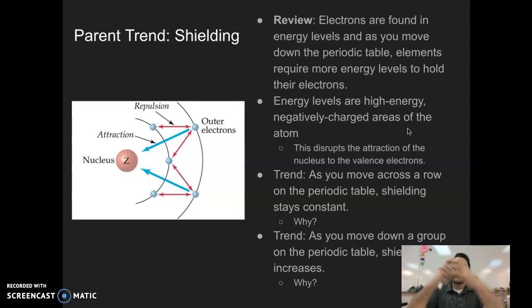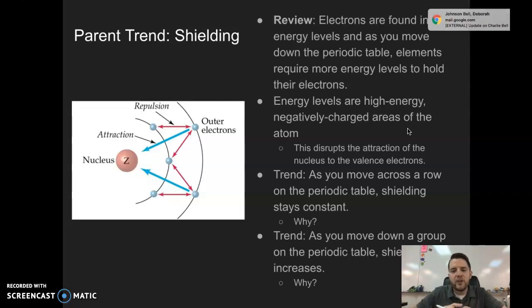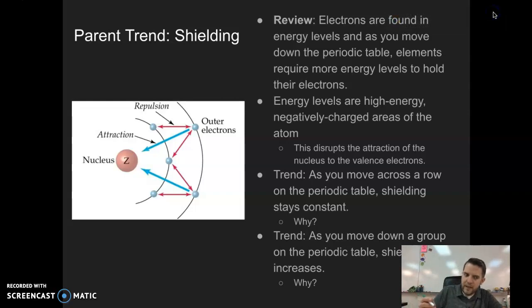Now, we just said that the nucleus being positive is pulling in on the electrons, but all of that pull in is also fighting with the fact that there's other electrons in the way. If we're talking about a positive-negative attractive force, if I put something between those that's either positive or negative, it's going to interfere with that interaction. And so what we see with the idea of shielding is that the further out you move, the more energy levels you have, the more you're going to see shielding occur.